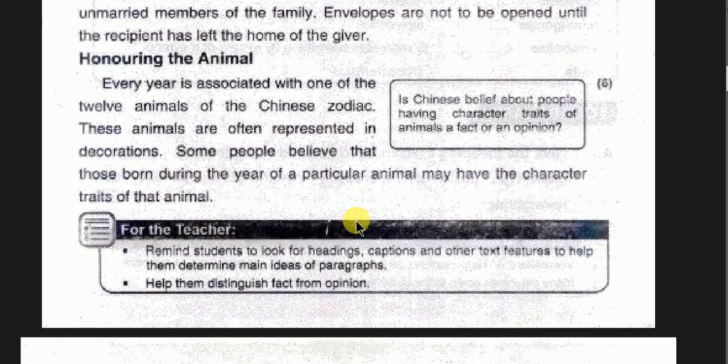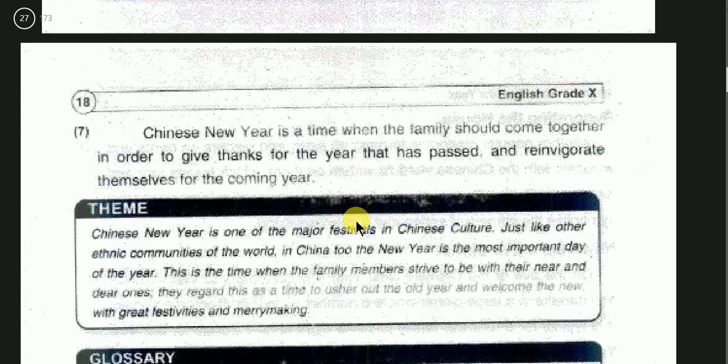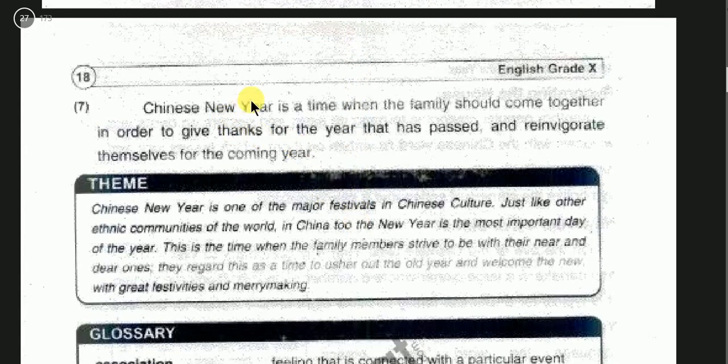Okay, dear students, and the last paragraph, number 7, is: Chinese New Year is a time when the family should come together in order to give thanks for the year that has passed and reinvigorate themselves for the coming years. Dear students, this is the conclusion of the whole chapter, that Chinese people actually gather on New Year's Day.